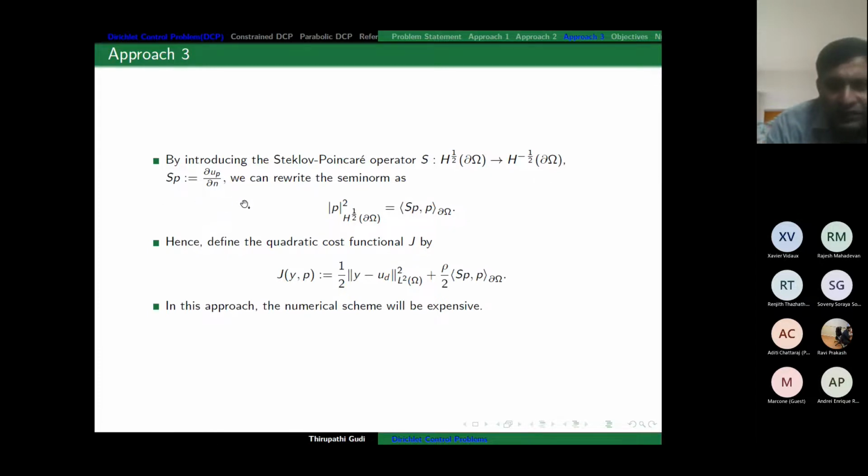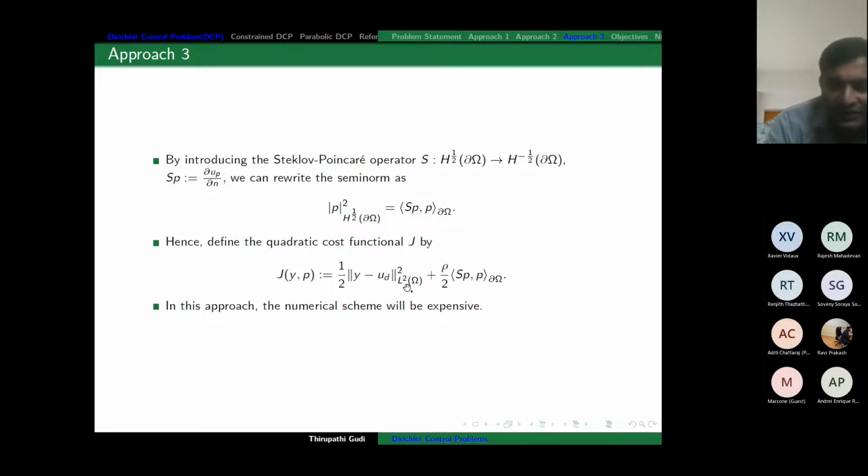Because u_p is only in H^1, it can be proved that the normal derivative is in H^{-1/2}, the dual of H^{1/2}. So the H^{1/2} norm of p can be written using this Steklov-Poincaré operator as the pairing of S(p) with p, and you can see immediately that this is a positive semi-definite operator. So then the cost functional can be defined this way.